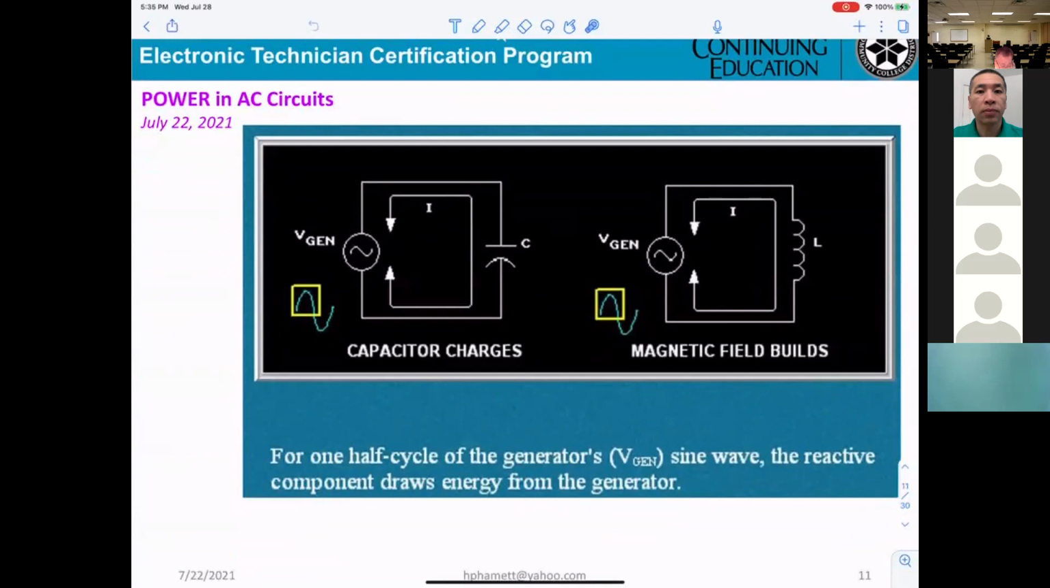For one half cycle of the generator cycle, the reactive component draws energy from the generator. That means for the positive half, they generate the power.